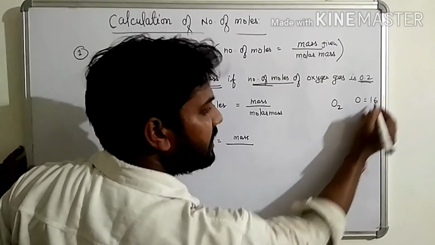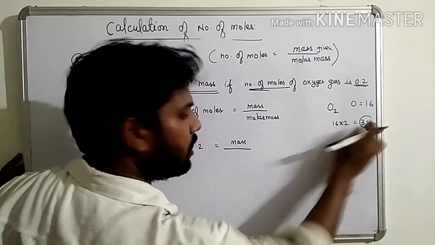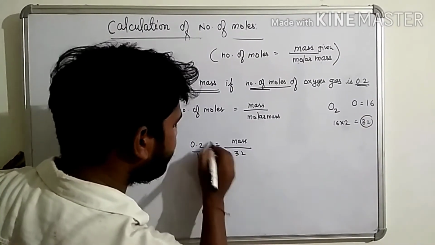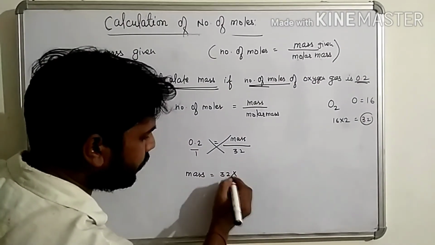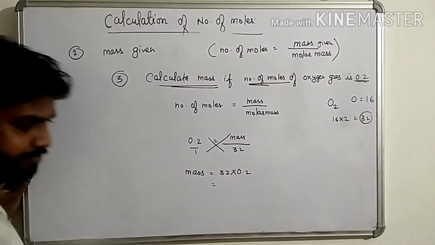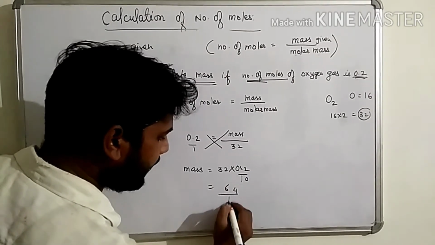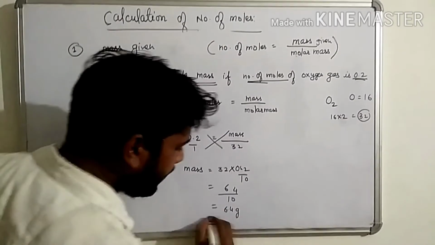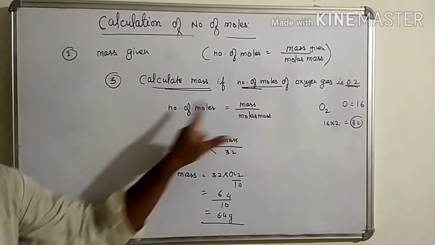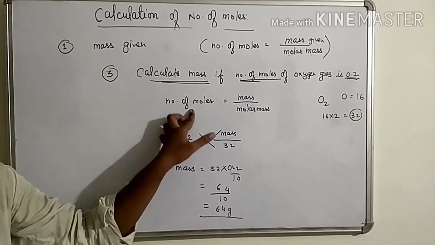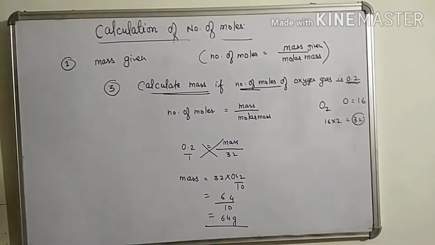Atomic mass of oxygen is 16, so 16 into 2. It means molar mass of O2 is 32. Now cross multiply, children. Mass is equal to 32 into 0.2, which will be 6.4 gram. Easy, children. If mass is given there, we can calculate number of moles. If number of moles is given there, we can easily calculate the mass by applying this formula.